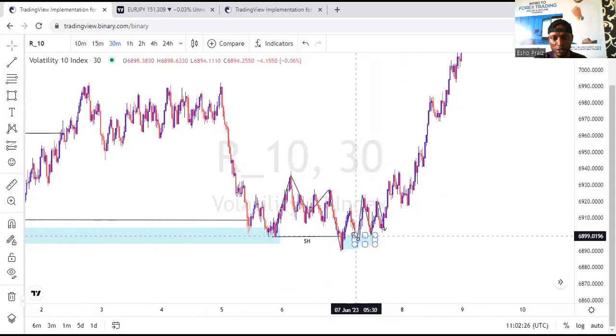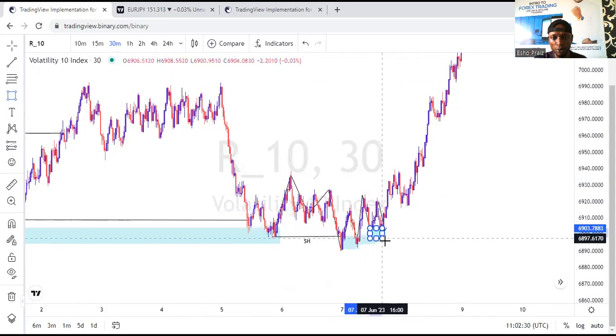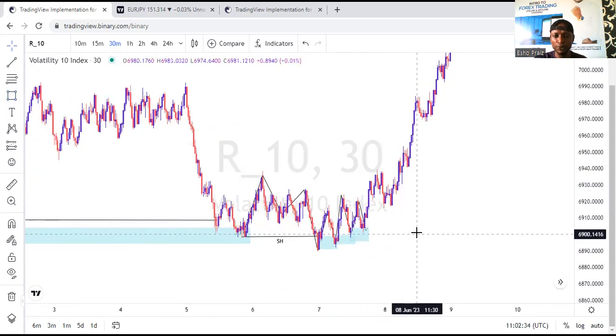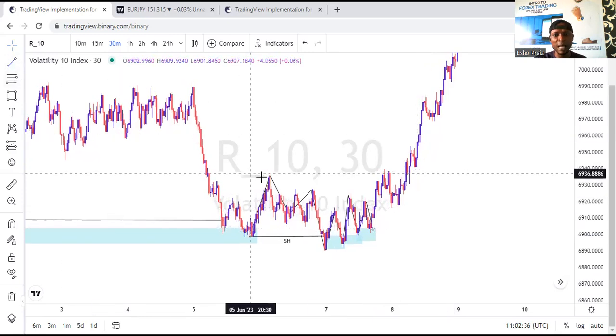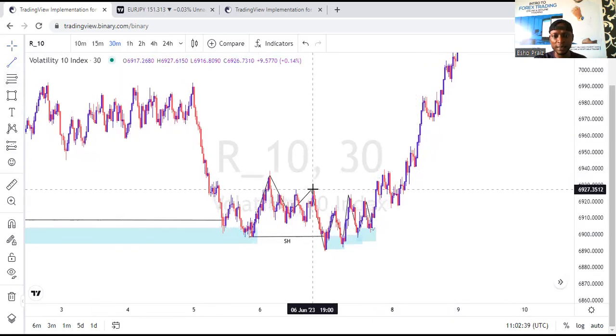This other block has been mitigated by this. Now, this other block also has been mitigated by this, right? Are you following me? So, which means that I just use this one as our change of character.